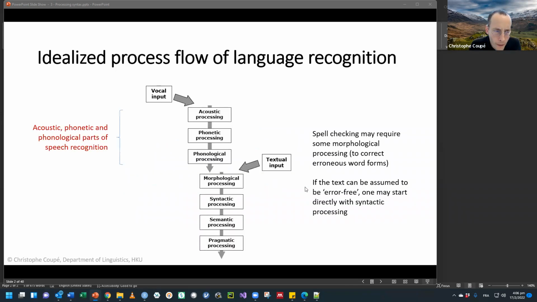So this is actually what we could call a process flow or a workflow. If you would like to process language, if you would like to do some sort of language recognition, all the steps, there are actually two paths in a way. There is the path when you start with a vocal input, when you start with speech, and there is a path when you start with text. So the first path is like this.